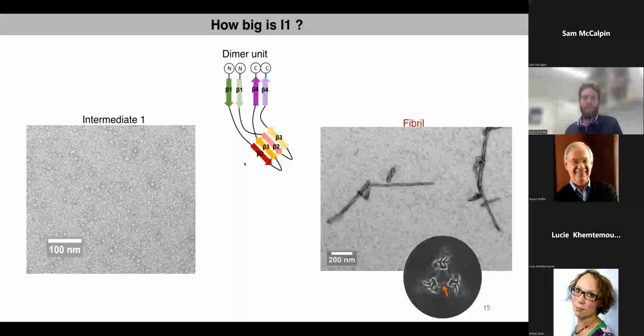The next logical question is to ask, how big is this intermediate? What is its oligomer number? Looking with negative stain EM, we see quite small particles. Compared with fibrils on the right, you can see some change in the contrast here, but really very little. And our efforts with cryo-EM of the intermediate so far did not yield even a low resolution map. So this has not yielded something yet.